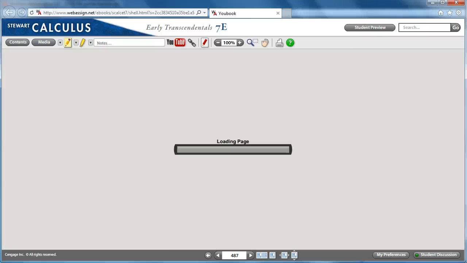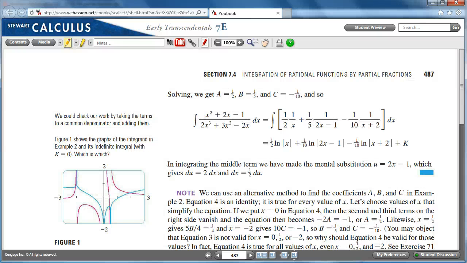going to end up with a equals 1/2, b equals 1/5, c equals negative 1/10. Consequently, we have this decomposition: 1/2, 1/5, and then negative 1/10. Finishing the antiderivative computation, we have these three logarithmic functions.